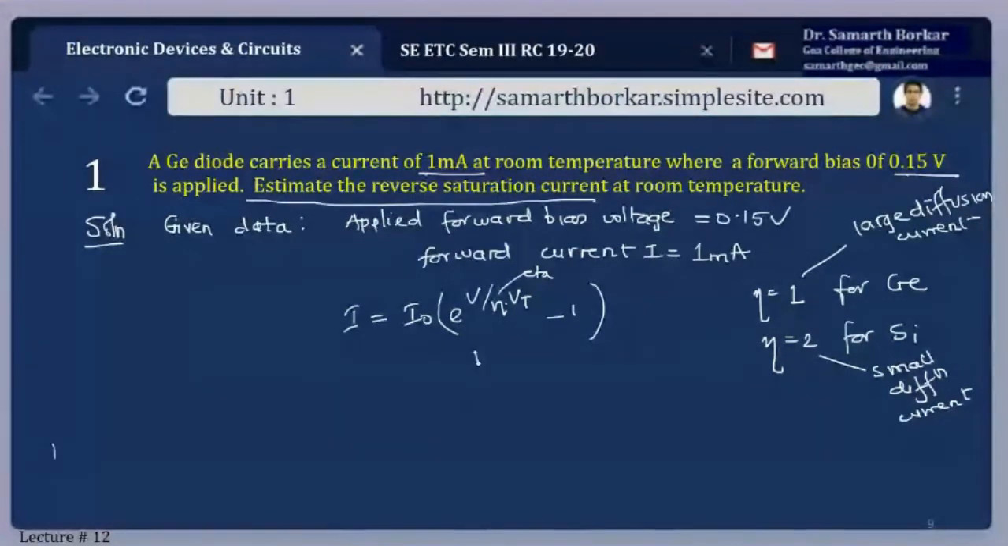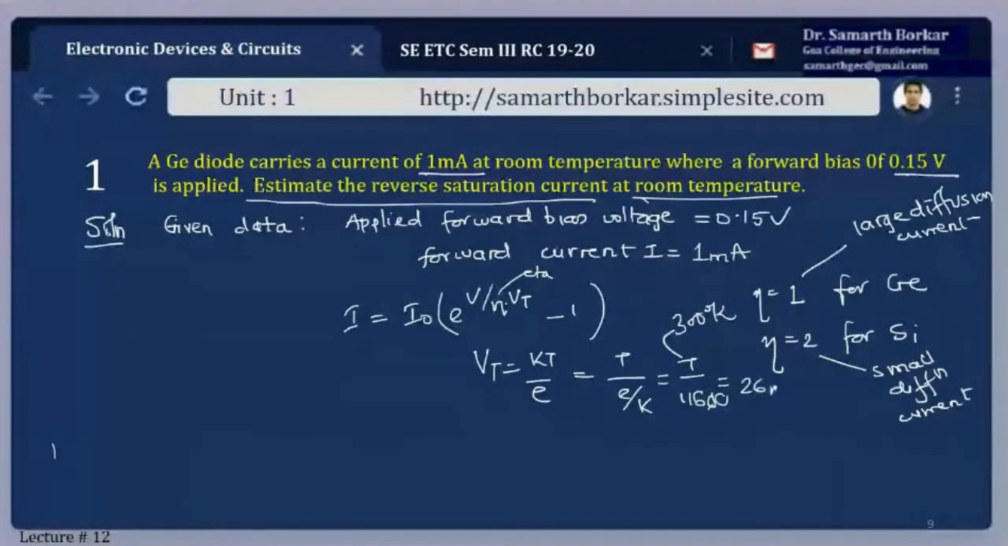V_T is what? kT by e. In other words, it is T by 11,600, where e is the charge on electron and k is the Boltzmann constant. It's specifically mentioned here at room temperature. So if it is room temperature, T has to be taken as 300 degrees Kelvin. If I solve this, what I get is 26 millivolts. Fine. Or, units have to be the same, 0.026 volts.